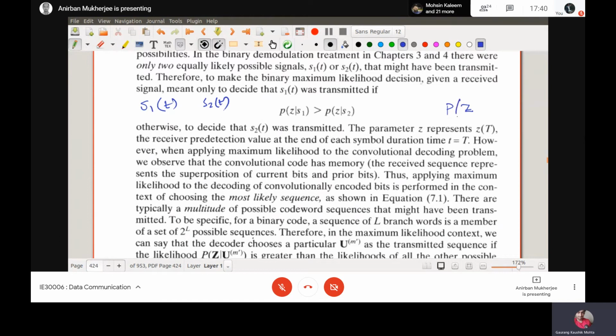Now I will calculate the probability of Z given S1, and the same probability of Z given S2. If the probability of Z given S1 is more, then the maximum likelihood principle says that most likely S1 has been found. As simple as that. So if the probability of Z given S1 is greater than the probability of Z given S2, I will decide that yes, S1(t) has been found. That's why the probability of Z given S1 is high.